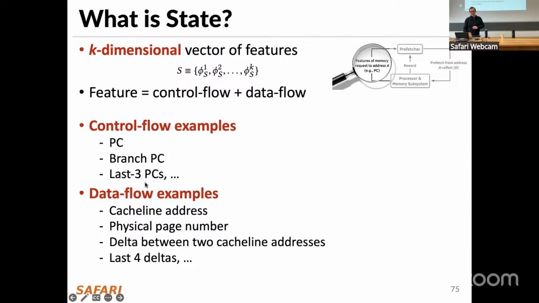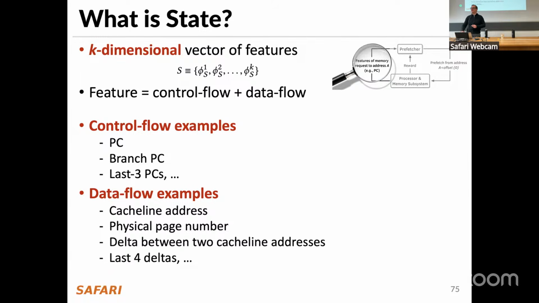PC, branch PC, last 3 PCs can be control flow features. Data flow features: the address of the cache line, physical page number, delta between 2 cache line addresses, last 4 deltas that you have. These are actually information that may be important to decide offset O, right? That's the idea. You can come up with hundreds of features and then do feature selection.